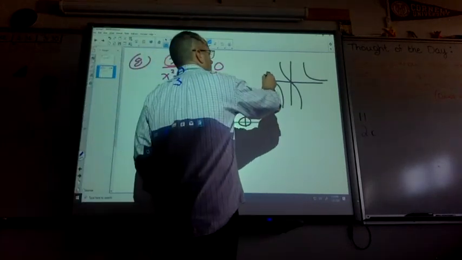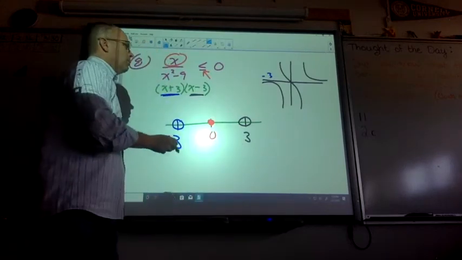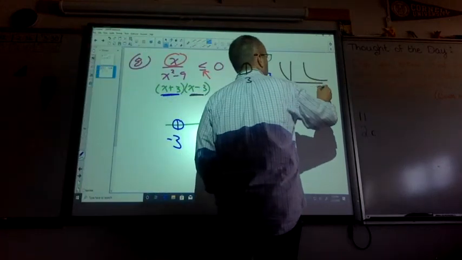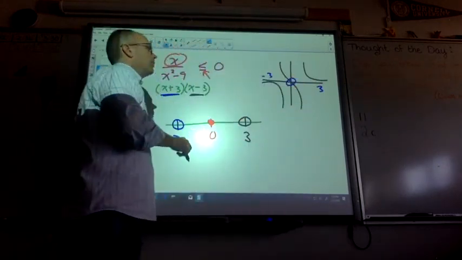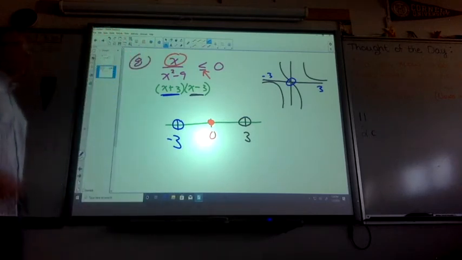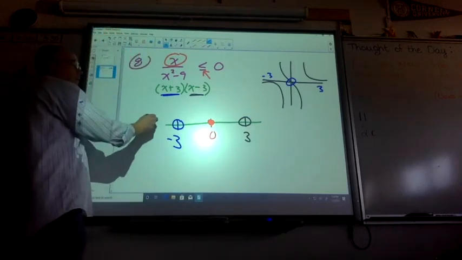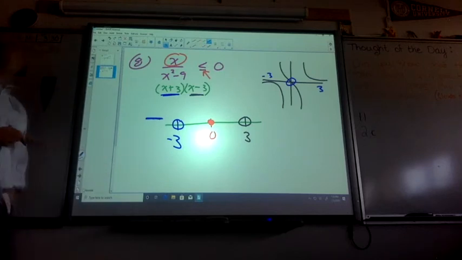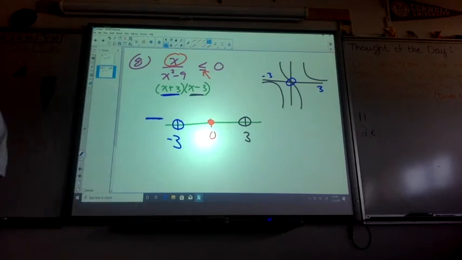This -3 is over in this region. This +3 is over in this region. This is my 0. Okay? So over here on this side, it's going to be negative. Why do I say it's negative on the left side of the 3? What's the graph doing? Where does it exist? Say below the x-axis. Good.